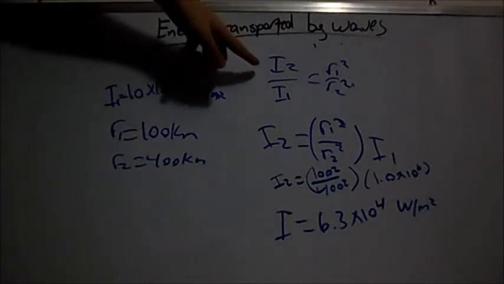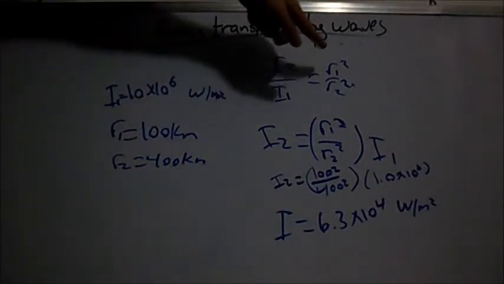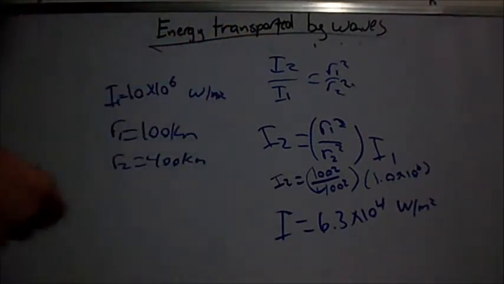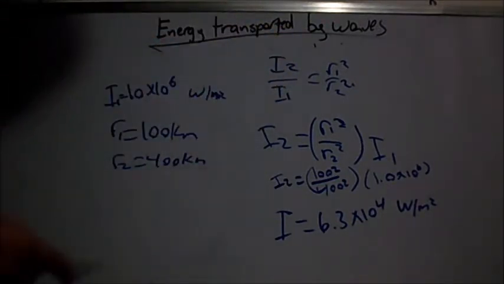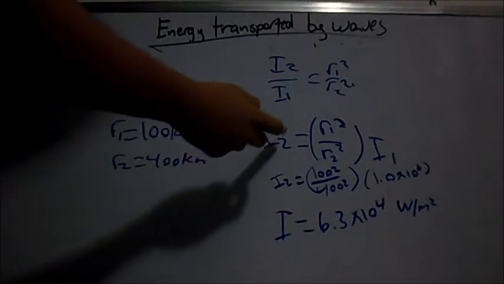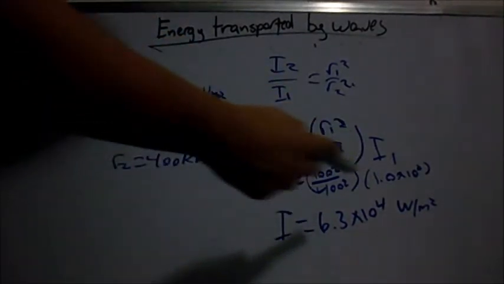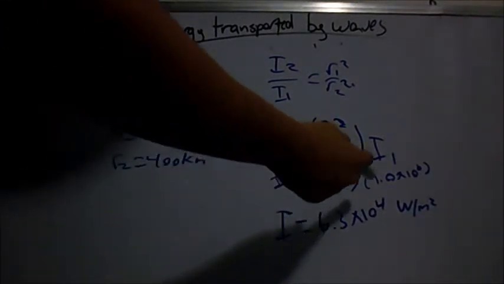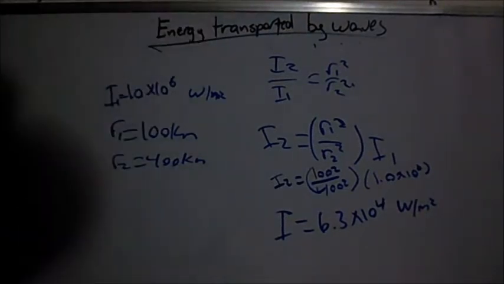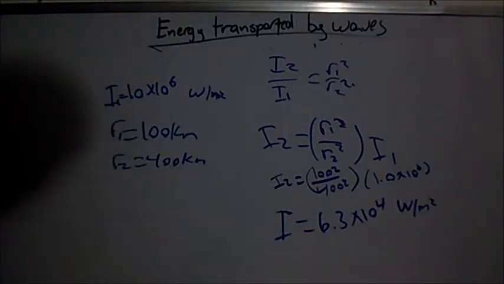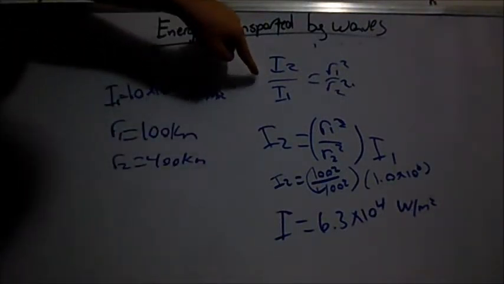As I said, I2 over I1 equals R1 squared over R2 squared. The further you are, the bigger the radius, but the smaller the intensity. The closer you are, the bigger the intensity, but the smaller the radius. We apply the equation directly and plug in the values. We solve for I2 and get that the second intensity is equal to R1 squared over R2 squared times I1, which we have already. We plug in the values: 100 squared over 400 squared times 1.0 times 10 to the 6th gives us that the second intensity at 400 kilometers is 6.3 times 10 to the 4th watts per meter squared. Again, just remember and memorize these equations, and you'll be fine.